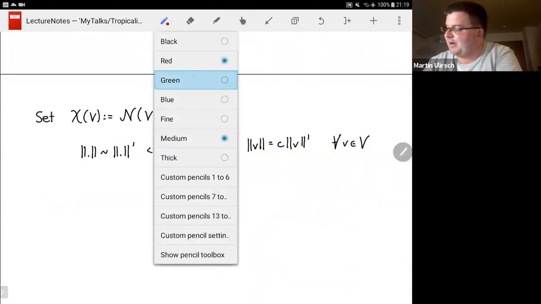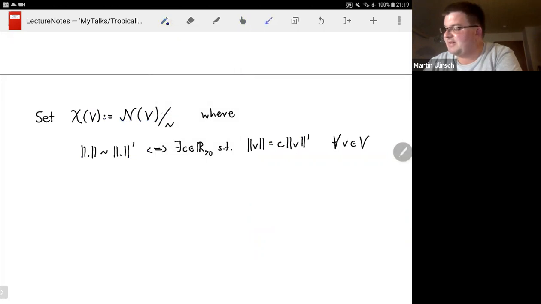In order to do examples and to draw things, it's sometimes helpful to notice that we have an operation by the real numbers as an additive group, or the positive real numbers as a multiplicative group, just given by rescaling. And in order to draw things, it's sometimes easier to just mod out by the rescaling action.